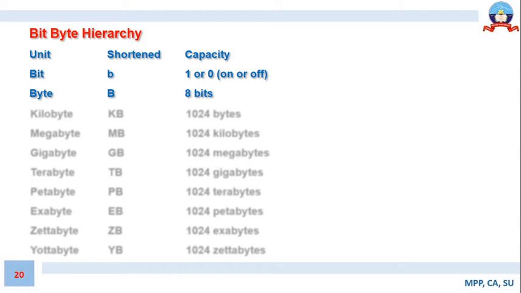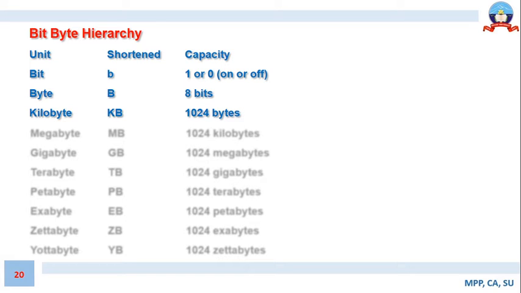So byte is represented by capital B. Byte is a collection of 8 bits. Again, I repeat it. Byte is a collection of 8 bits. So 8 bits make 1 byte. Now the next notable unit of memory is kilobyte. So kilobyte is represented by KB.